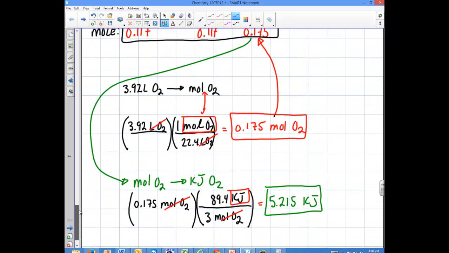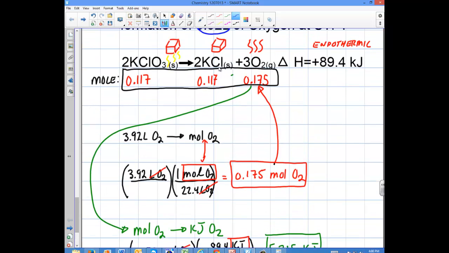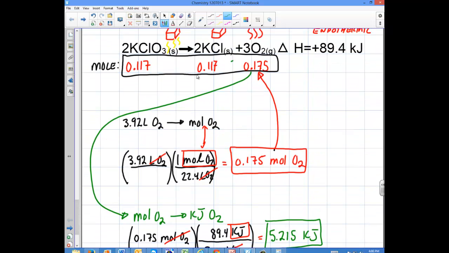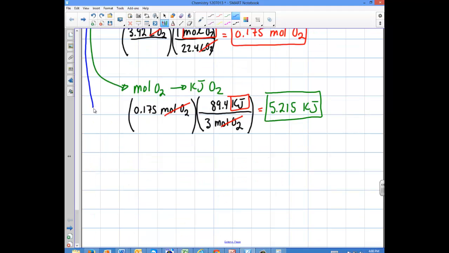Okay, 0.175. But what if I wanted to use potassium chloride, right? What if I wanted to use it? Let's see if it works, okay? I mean, if what I'm telling you is true, it should work, right? It is true, so it is going to work. So for the potassium chloride, I'm going to use blue so you can see down here. And I had a different number of moles there, right?